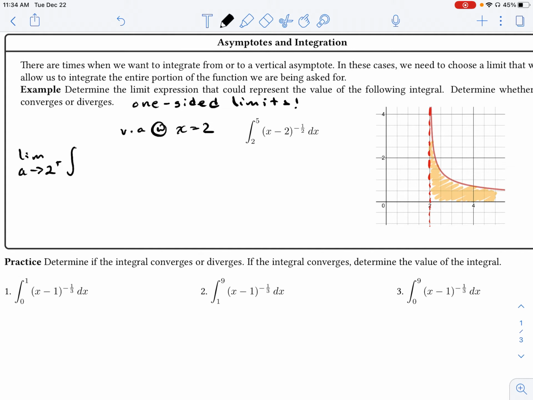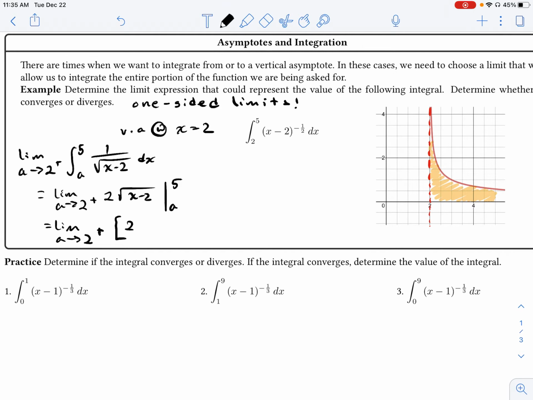Then I can write that integral from a to 5 of 1 over root x minus 2 dx. Again, we're replacing the bound where there is a vertical asymptote and writing that as a one-sided limit statement. This is pretty straightforward to integrate. We write this as the limit as a approaches 2 from the right of 2 root x minus 2, evaluated from a to 5. We plug in those bounds: plugging in the 5, that would be 2 root 5 minus 2, minus 2 root a minus 2.